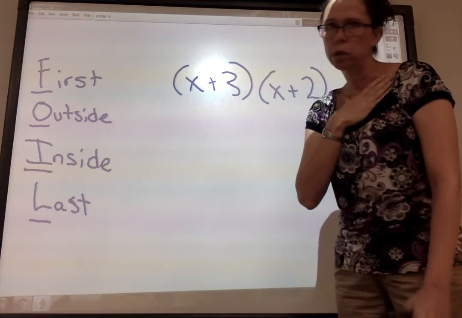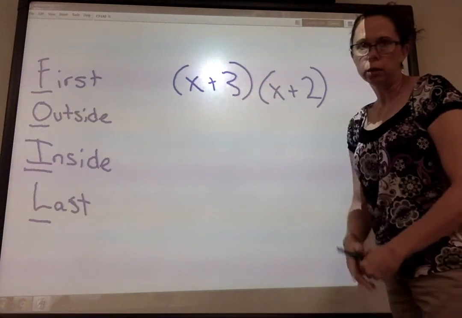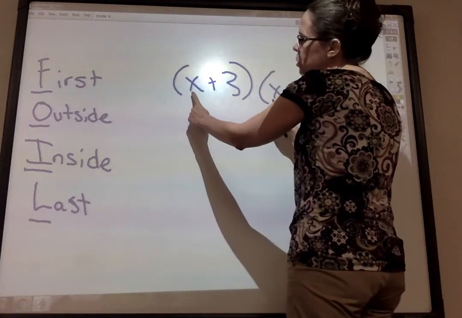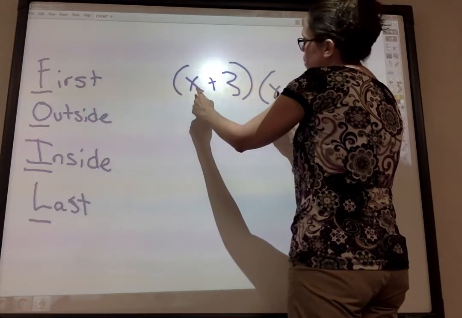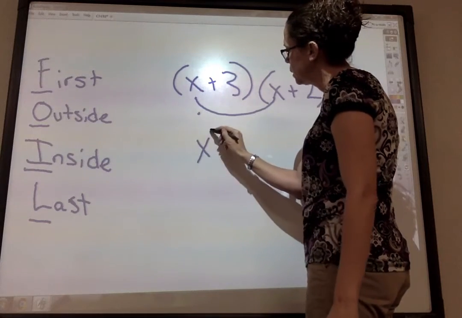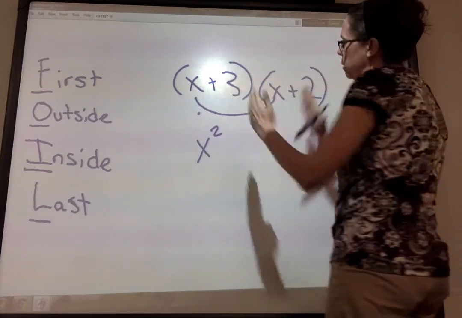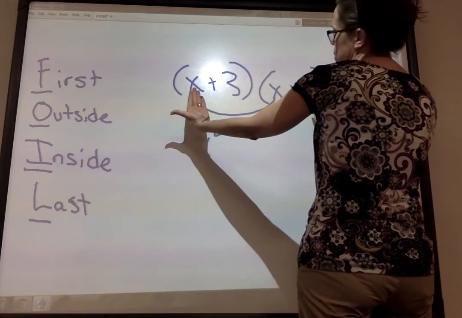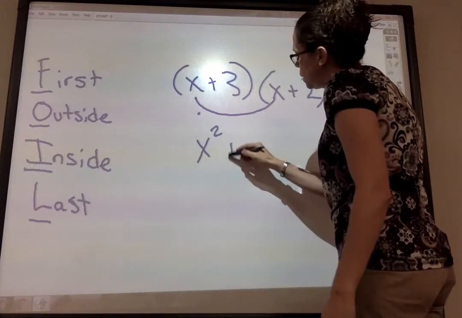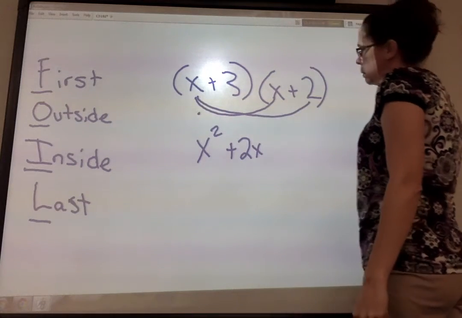Okay, so I'm going to demonstrate how to use FOIL with our problem that we had on the last screen. I'm going to take the first terms and multiply them first. The first term of each binomial, x times x, gives me x squared. Okay, so I've done the F. Now I need to go to outside. The outside terms of each binomial, x times positive 2 gives me positive 2x. So now I've done this.